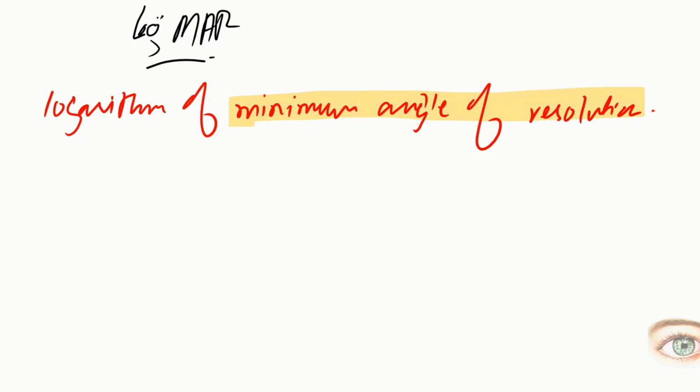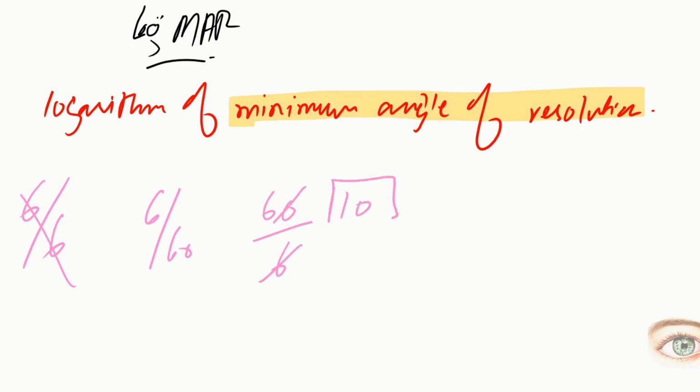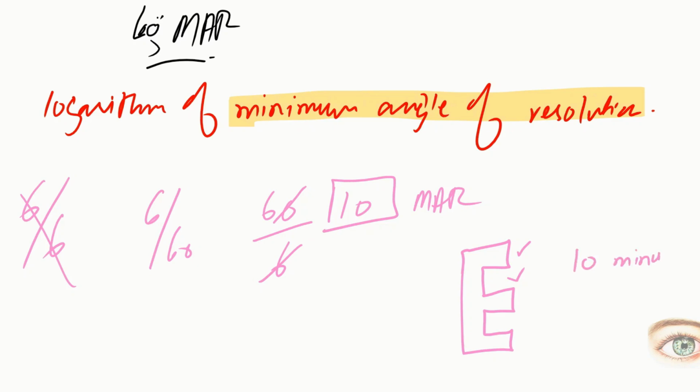Now, if I take a 6 by 6 letter, right? For instance, if I take a 6 by 60 letter, taking its reciprocal, I will get 10. So this 10 is the minimum angle of resolution. And what does this minimum angle of resolution tell us? It tells us that for a 6 by 60 optotype, the angle which this limb and this space make is 10 minutes of arc.